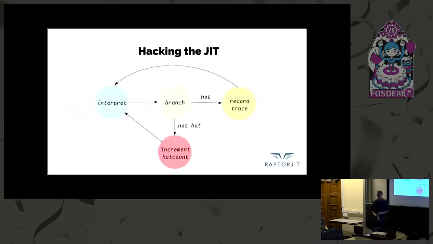So in case you don't know how a tracing just-in-time compiler works, I will give you a super reduced explanation. A tracing JIT interprets code. When it hits a branch, it checks if it's hot or not. If it's not hot, it increments a hot count for that branch and continues interpretation. However, when the branch is hot, it starts recording a trace and then again continues interpretation after recording a trace. And the next time it hits a branch, which is not shown here because it's very simplified, eventually instead of hitting hot branches, you would start executing traces of hot code.